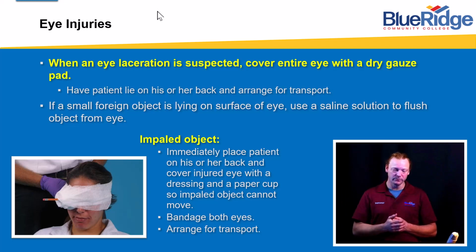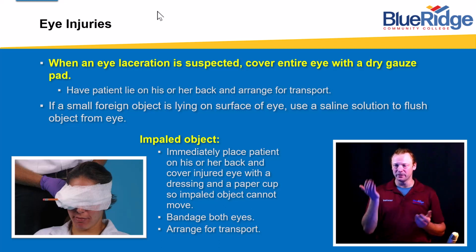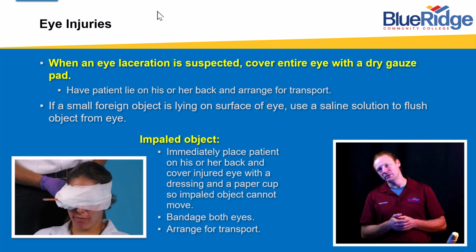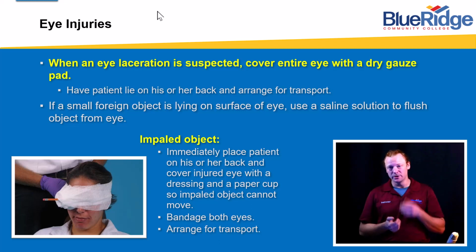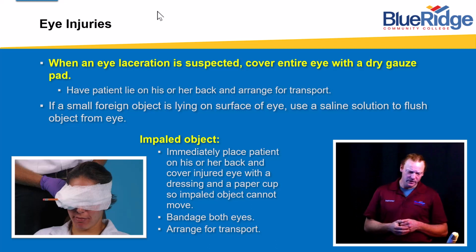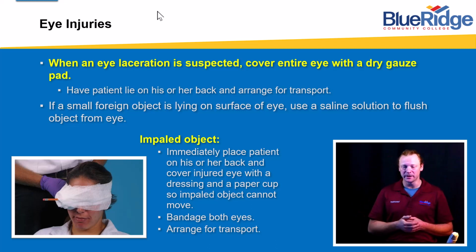If there's a small foreign object in the eye, you can try to flush it with a saline flush. Usually you want to flush it away from the opposite eye. So let's say my right eye has something in it, tilt the head to the right and let the fluids drain away from my uninjured eye. Same goes with chemicals in the eyes. We want to flush it away from the unaffected eye.